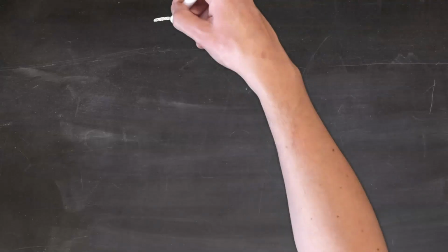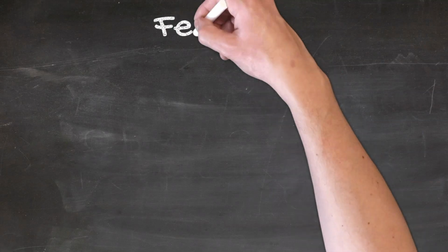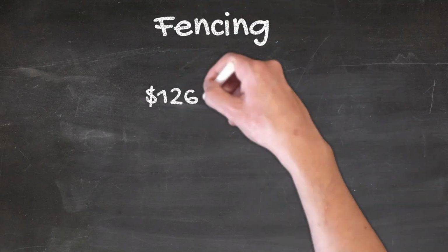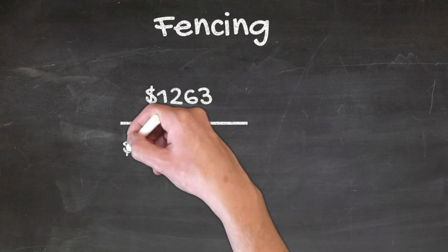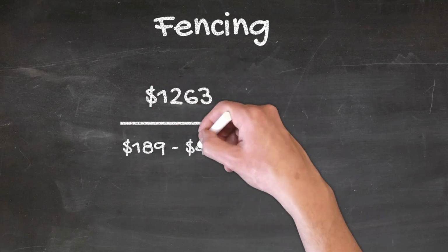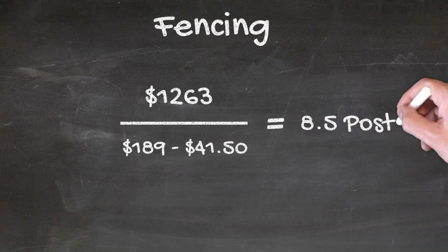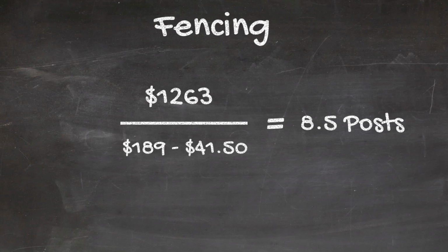If he's charging me $189 per post, you take his fixed cost of $1,263, that's the cost of the people who are building the fence, and you divide it by 189 minus 41.5. So his break even in building my fence is 8.5 posts.